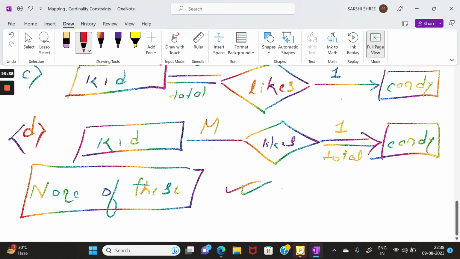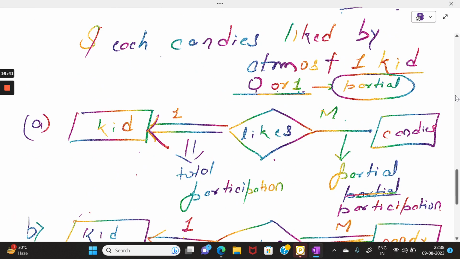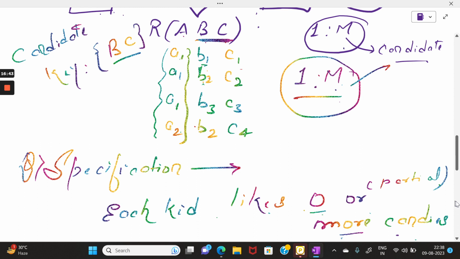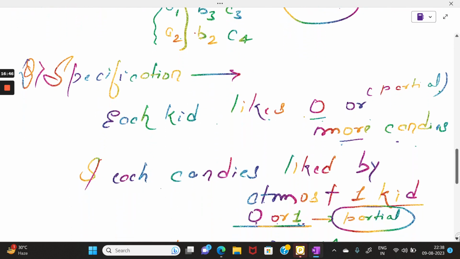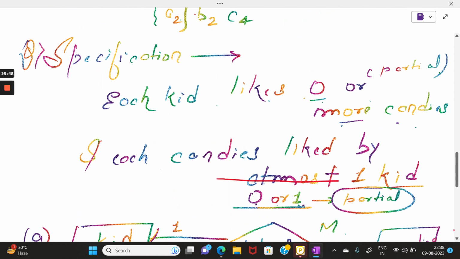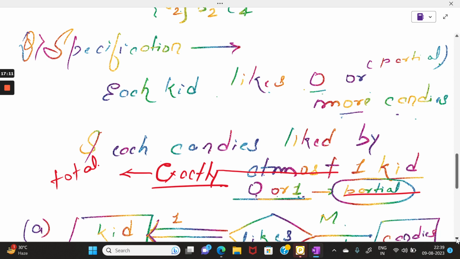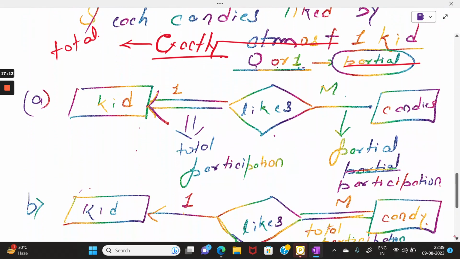Okay, let's change the question a little bit, and instead we can modify the question as each candy liked by, instead of at most one, exactly one kid. Each candy liked by exactly one kid. Now it won't be partial anymore. Okay, so if it is exactly one kid, all the candies need to be participated. So this will be total participation at the candy's end. Okay, so there should be total participation here.